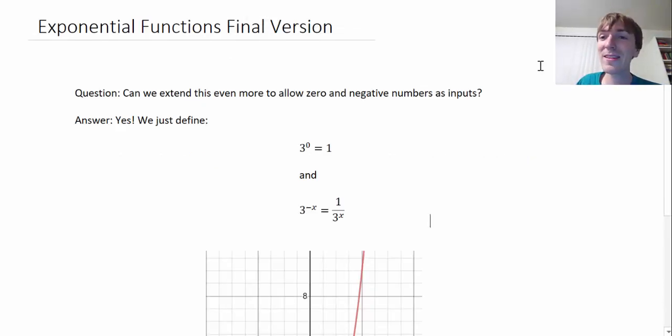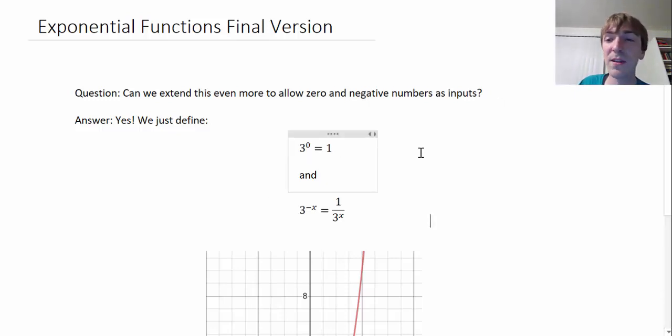So last step is, what about negative numbers? Now we're allowing positive rational numbers and positive irrational numbers. All that's left is 0 and the negative numbers. And the last step, I think, is pretty easy. We can define our exponential function on these.